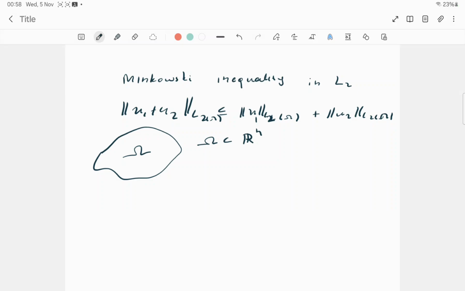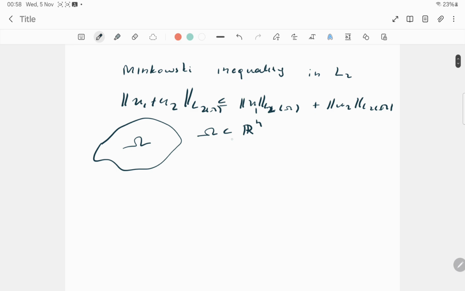In this video we will see how to derive the proof of the Minkowski inequality in L2, where we have the norm of U1 plus U2 in L2, where omega is a bounded region in n-dimensional Euclidean space. This is less than or equal to the norm of the function U1 in L2 of omega plus the norm of the function U2 in L2 of omega. It reminds a little bit of the triangle type inequality, like this one here.